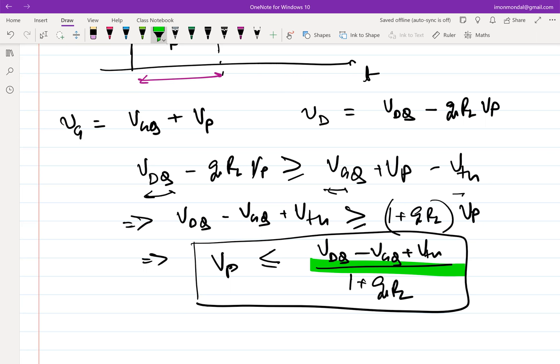So if you have to increase Vp, right? What is the thing that you target first?